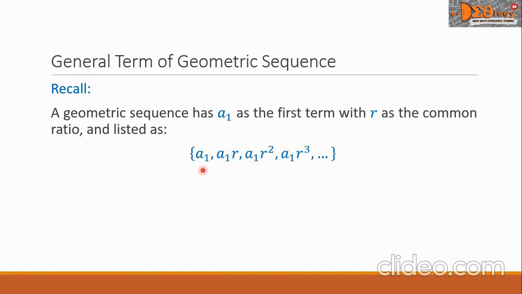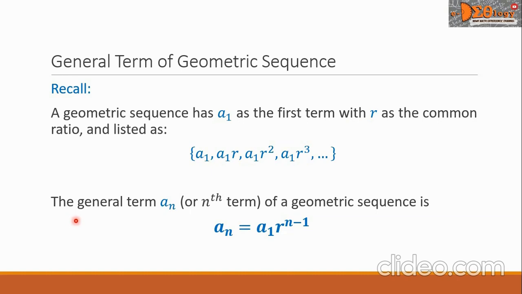The first term is written plainly as a sub 1. The second term is the product of this a sub 1 and the common ratio. The third term is the product of the second term times the common ratio. So we see here, this is a sub 1 times r squared. For the fourth term, this is the product of the third term times the common ratio. So we have a sub 1 times r cubed.